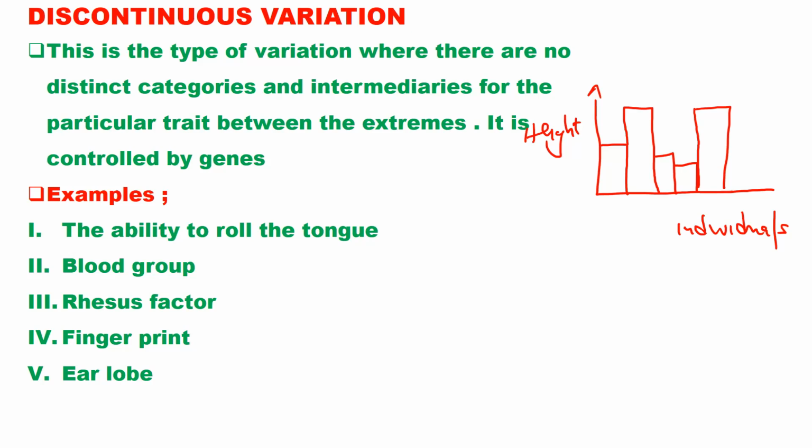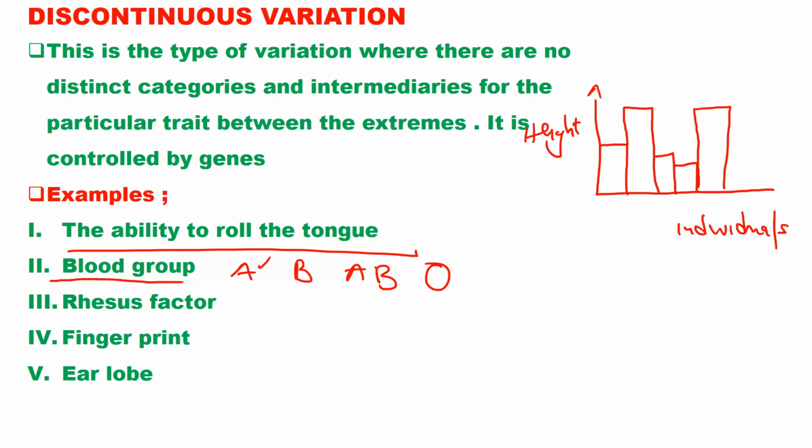So examples of characteristics that show discontinuous variation: the ability to roll the tongue, either you can roll the tongue or you cannot roll the tongue. No two ways about it. Then blood group. When you talk of blood group, you have blood group A, blood group B, AB, and O. It's either your blood group is A or B or AB or O. There's nothing like a mean between blood group A and blood group B. So this is one of the characteristics that show discontinuous variation.